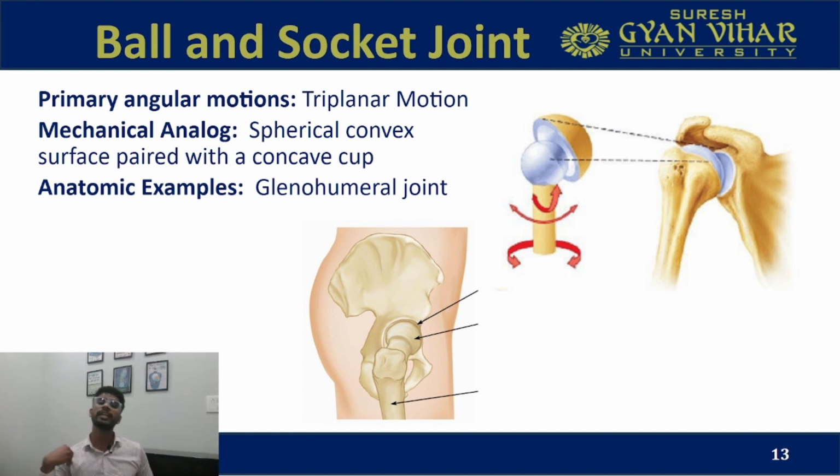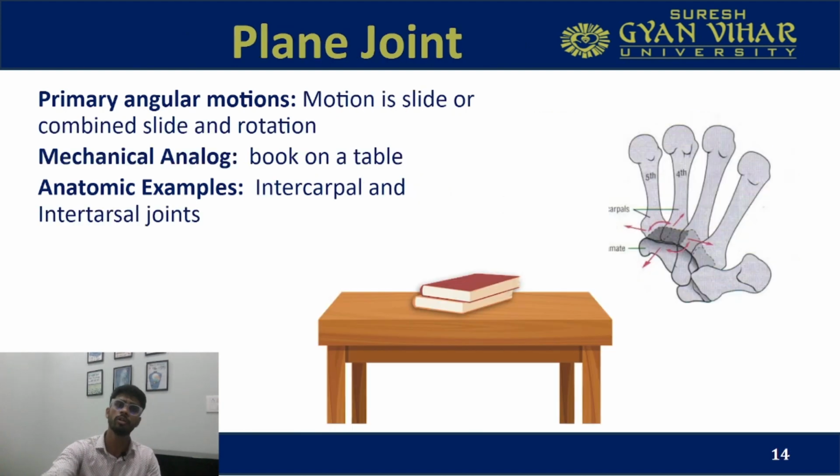And the mechanical resemblance of this ball and socket joint is a spherical convex surface. So there is one surface which is convex, and it is paired with another surface that is concave. So this is a concave structure, and it is paired here with the convex one. And the anatomical examples are the glenohumeral joint and the hip joint. So this was all about ball and socket.